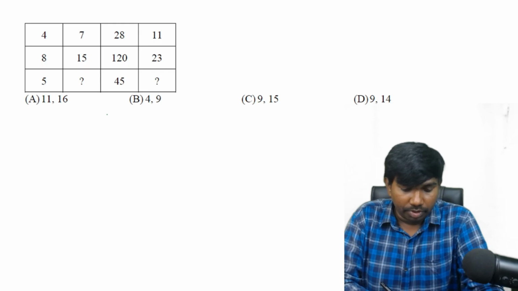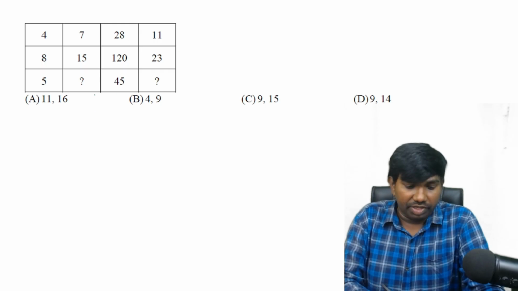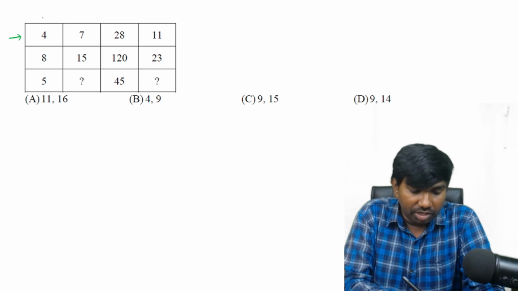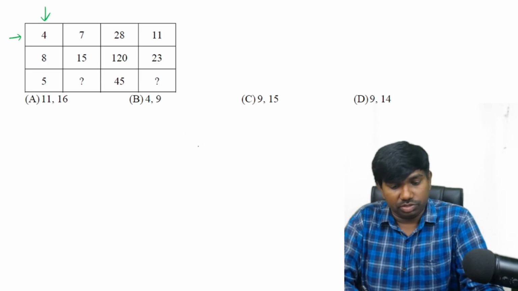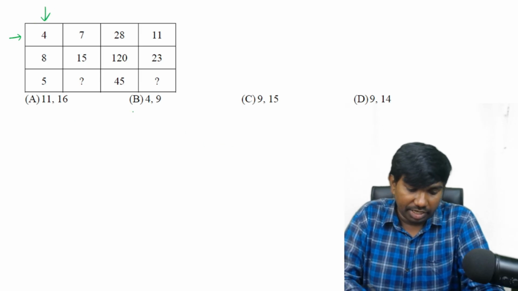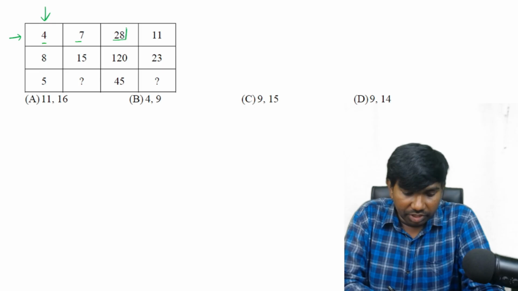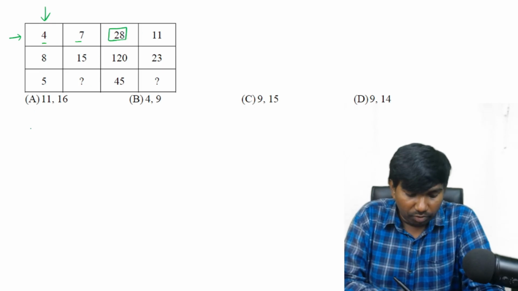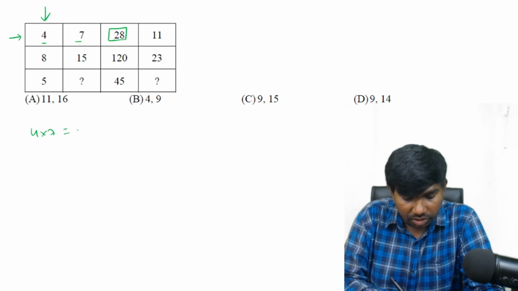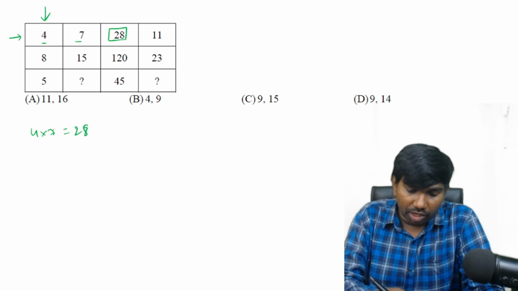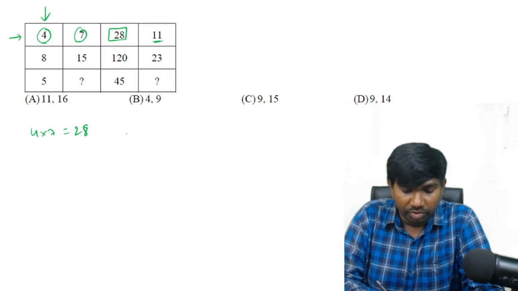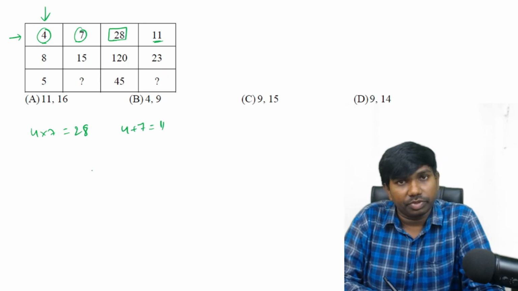Next question. There is a chart, a table, given here. Logic can be in a horizontal way or in a vertical way. See how the numbers are related. 4 and 7, can we relate them in any way to get 28? Yes, by multiplying, correct? 4 into 7 is 28. Then how to get 11? Yes, with the same numbers we can get 11 as well. How? 4 plus 7 is 11.